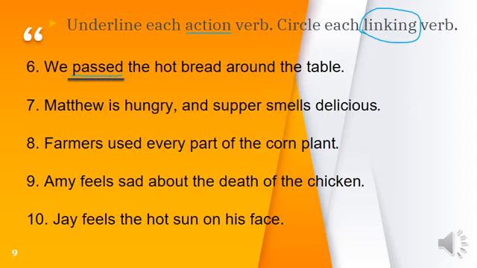Here number 7, Matthew is hungry and the supper smells delicious. I have here 2 verbs, is and smells. Here is a linking verb, very obvious. What about smells? Smells is one of the verbs that we should test first. Supper smells delicious. Can I say supper is delicious? Yes. So smells is a linking verb, and is also.